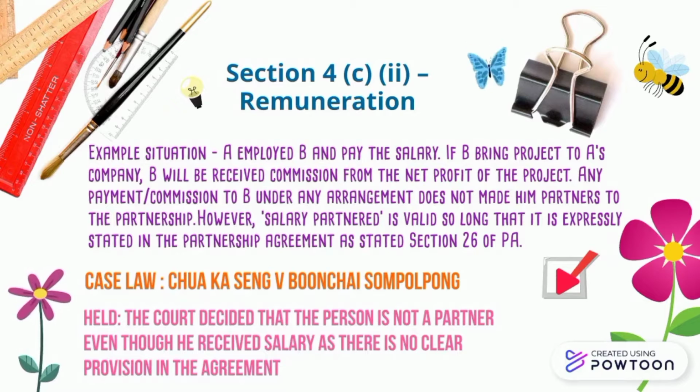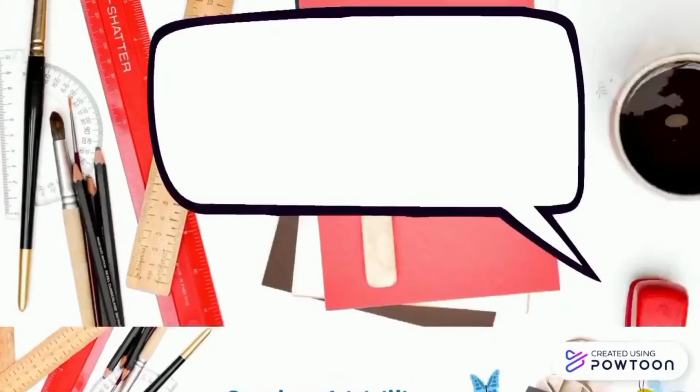However, salary partner is valid so long that it is expressly stated in the partnership agreement as stated Section 26 of Partnership Act. In the case law of Chua Ka Seng against Bonchai Songkolong, it was held that the court decided that the person is not a partner even though he receives salary, as there is no clear provision in the agreement.